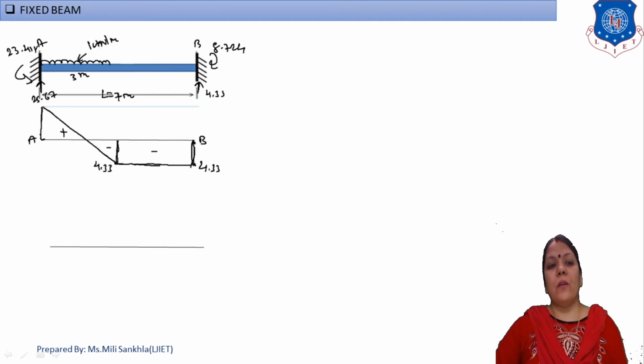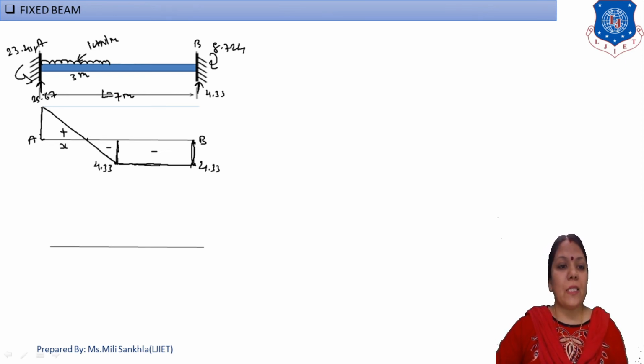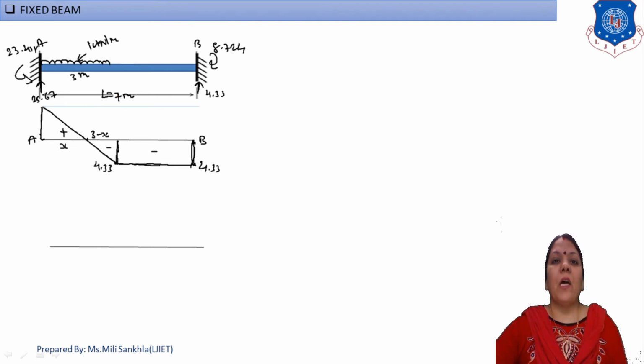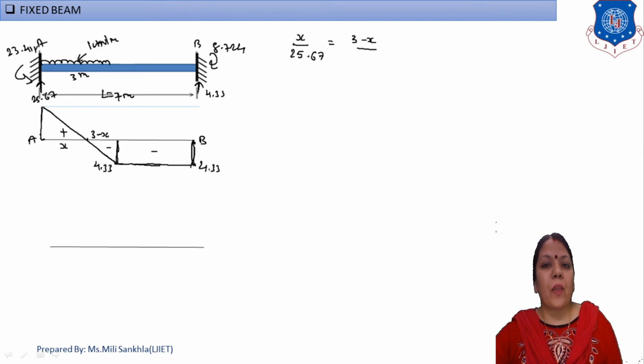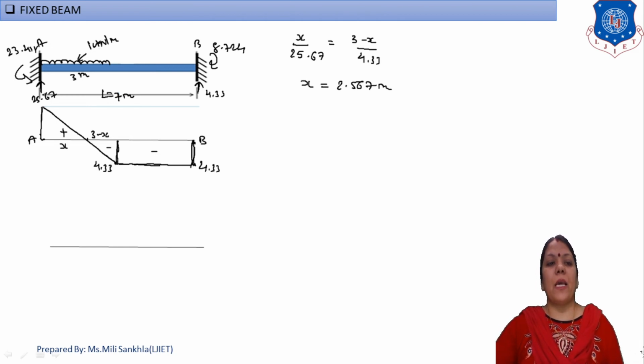Now here is the point of zero shear, and at this point we get the maximum bending moment. So find the distance for that. Suppose this is x and this is 3 minus x. Now use the rule of similar triangles, side angle side. Compare this distance with the height: x by 25.67 is equal to 3 minus x by 4.33, and my distance x is equal to 2.567 meters. This is the distance x from the left.